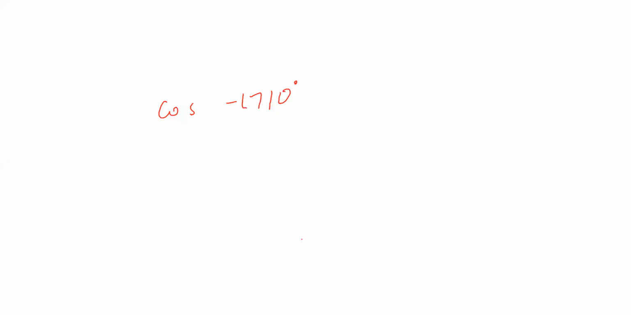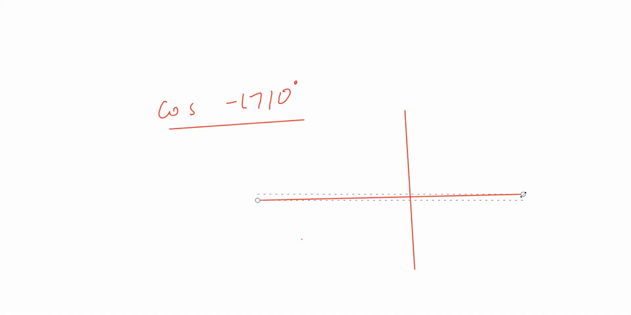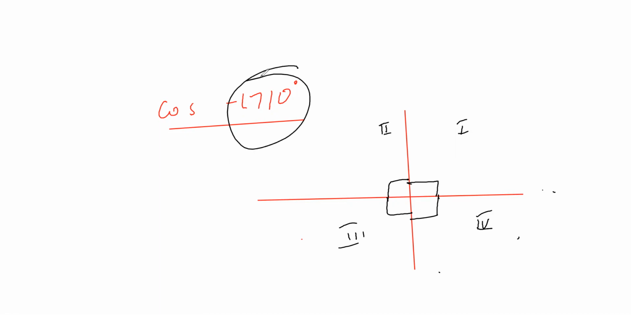That you had, cos of minus 1710. So we all remember the 4 quadrants, right? First quadrant, second quadrant, third and fourth. From this to this it is 90, from this to this 180, 270 and 360. So 1710, the nearest round figure is 1800.